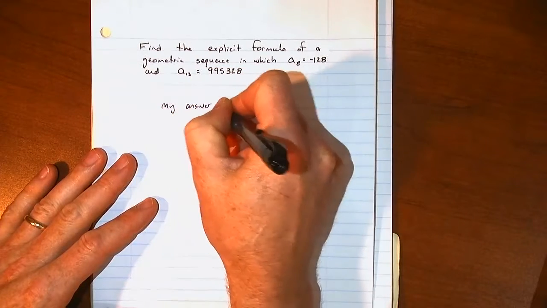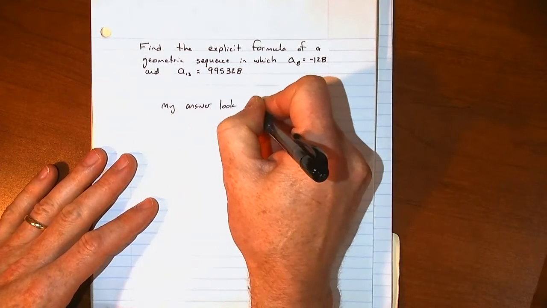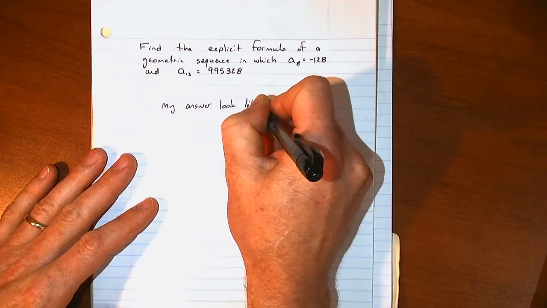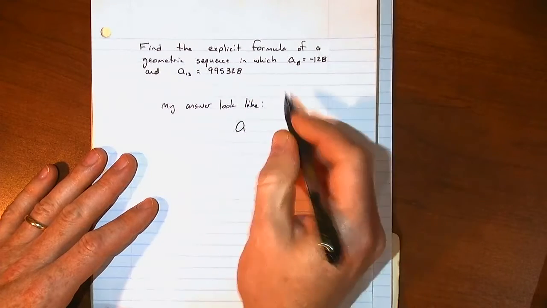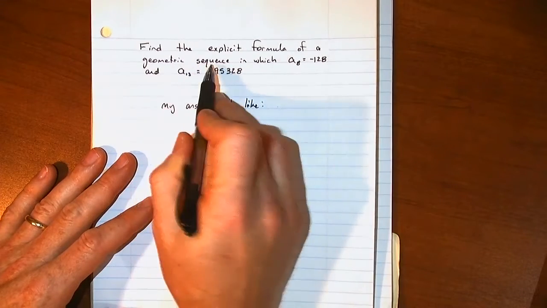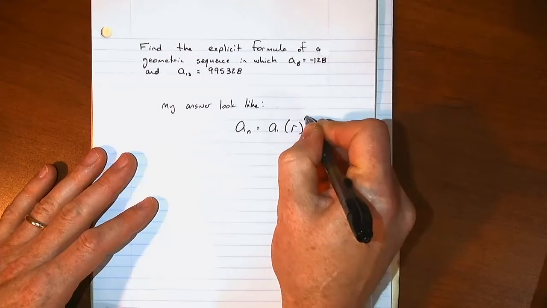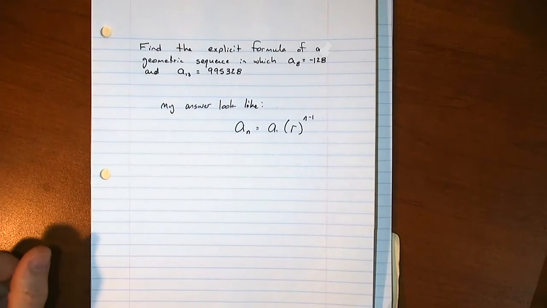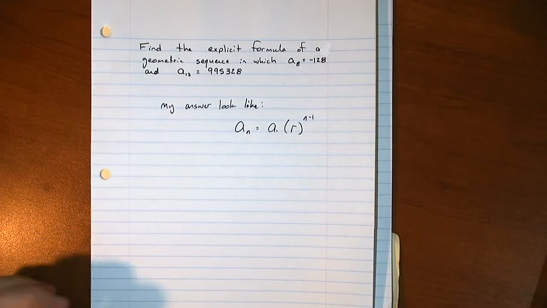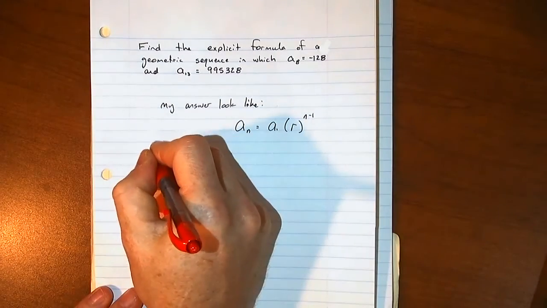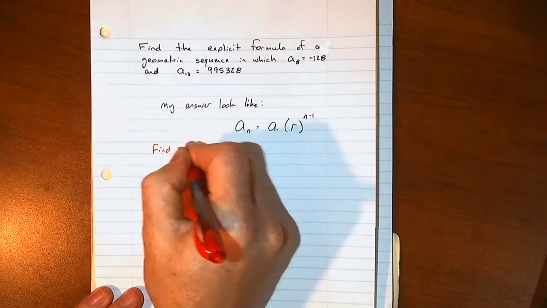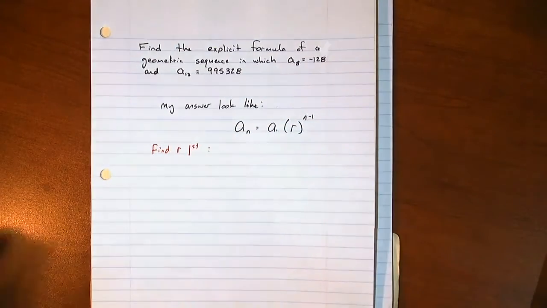And we know that with a geometric formula, and it says that it's geometric sequence, our answers will always look like this. That's what our answer is going to look like, okay? The first thing I want to do is find the value of R. That's the first thing I want to do.